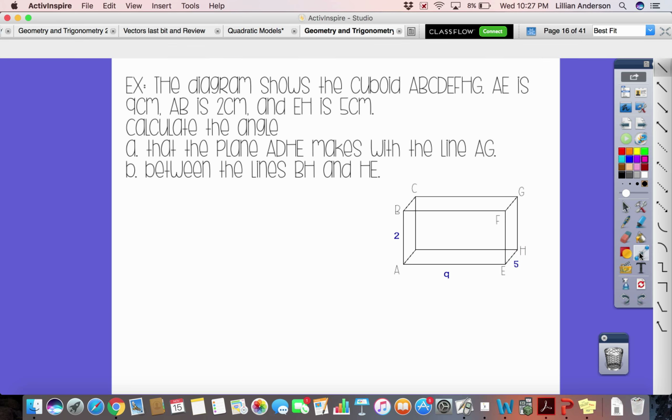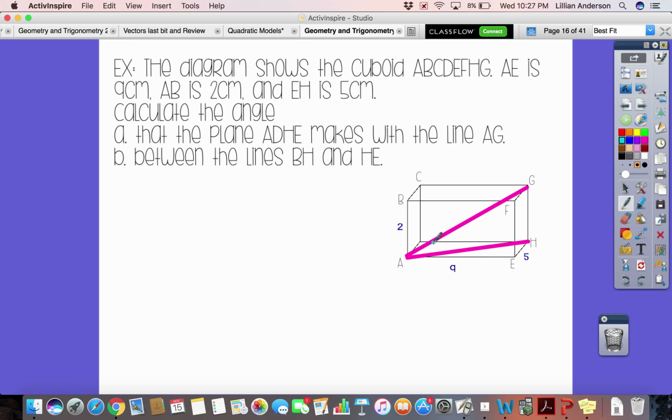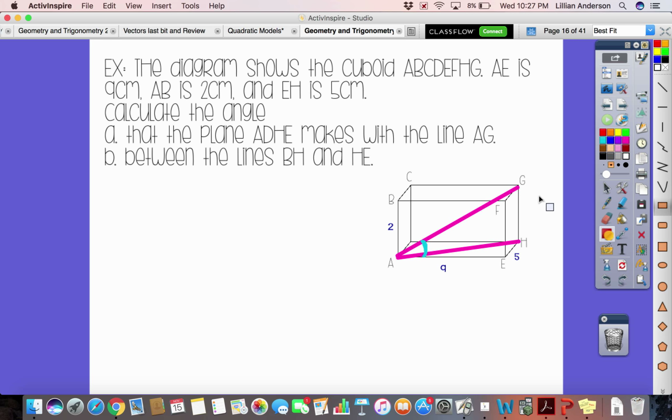It's asking us to calculate the angle that the plane ADHE, so the bottom, makes with line AG. So we're looking for this particular angle. This is where drawing it comes in, because we're looking for this angle right here. We're trying to make a right triangle, the easiest way for us to do this. GH is going to be the segment that creates that 90-degree angle for us, and that's going to help us solve this problem.